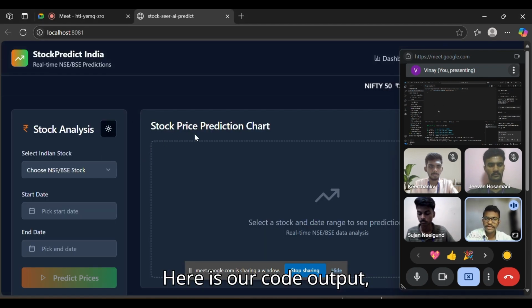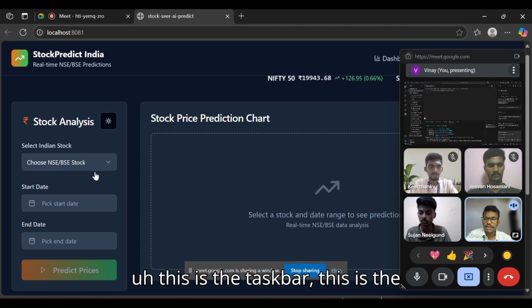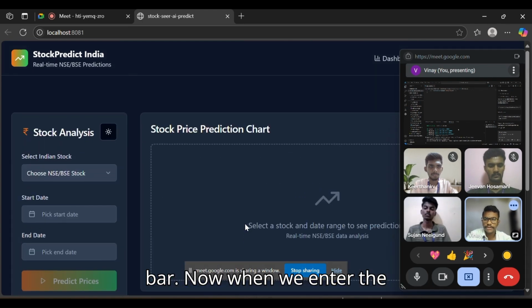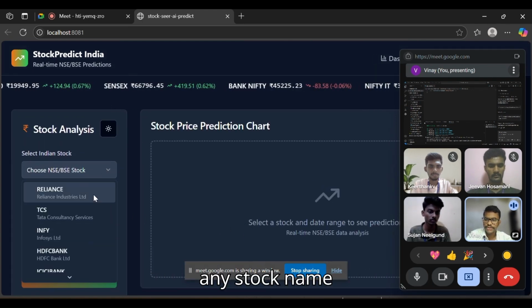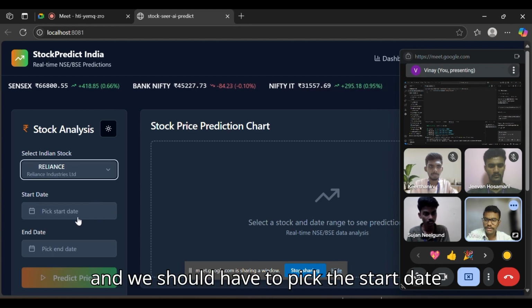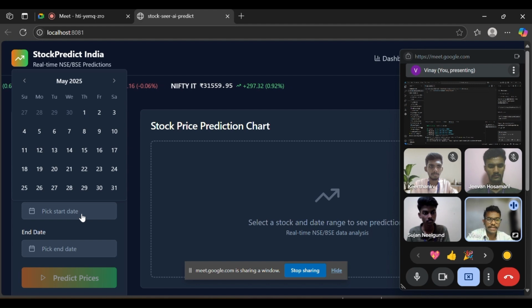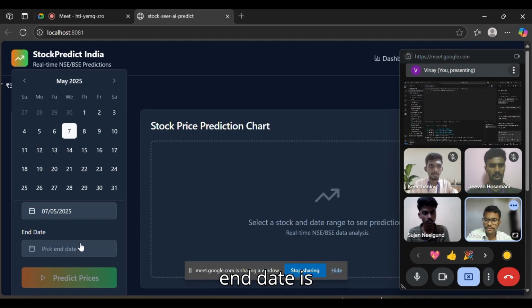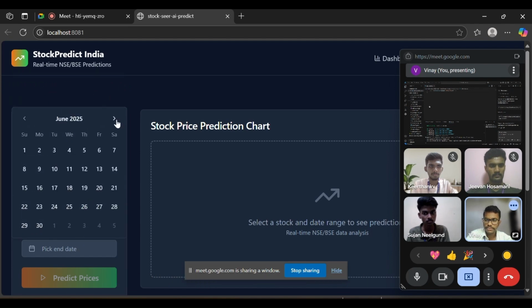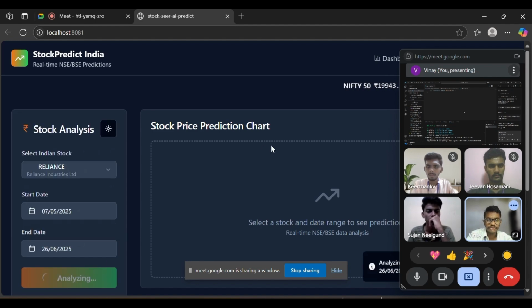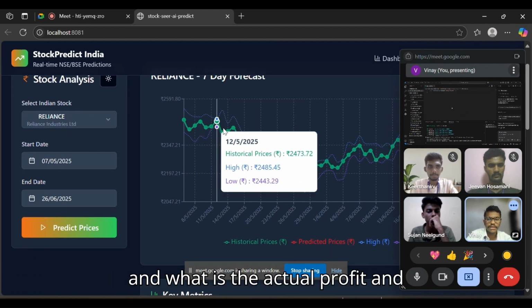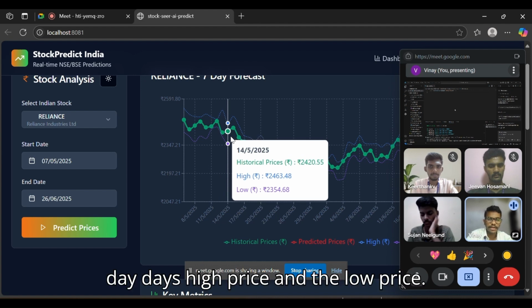Here is our code output. This is the task bar. This is the analysis bar and this is the performance bar. Now when we enter any stock name, we have to pick the start date and the end date. Now I will pick here 7th May and the end date is June 26th. Here it is showing the day by day profit and what is the actual profit and the day's high price and the low price.